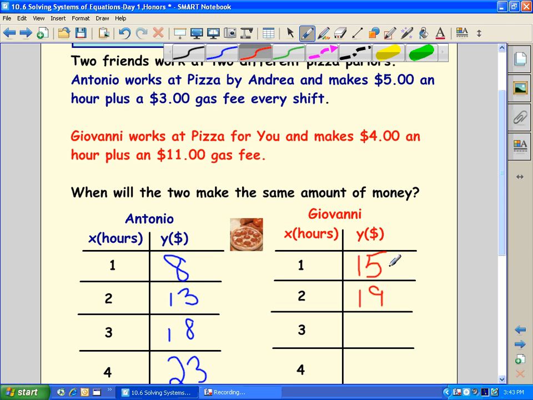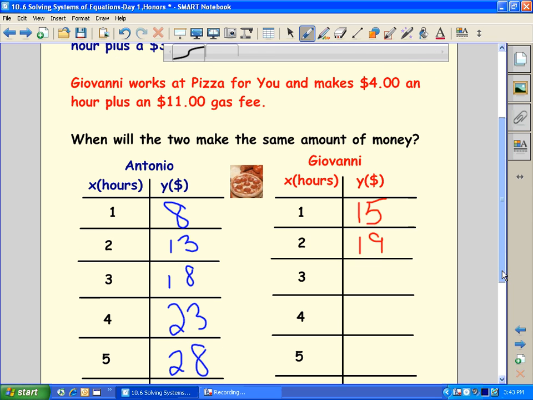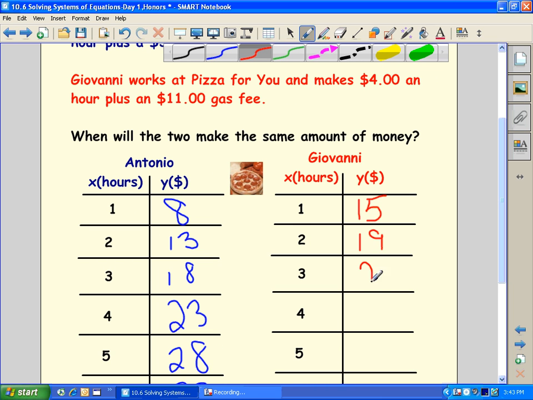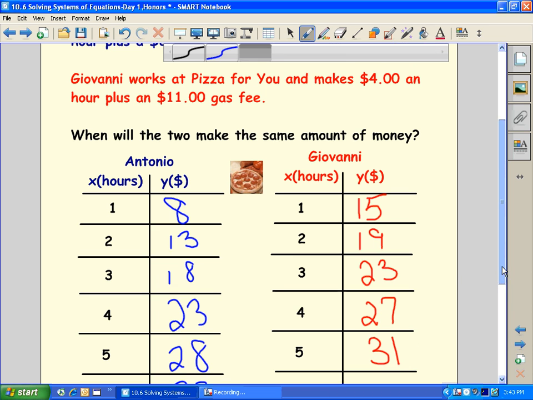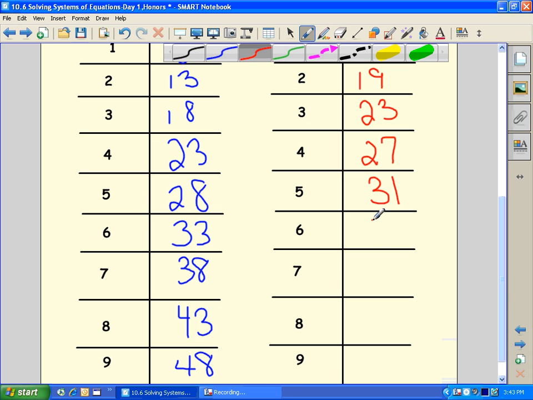Okay, and hopefully you're noticing a pattern here, because you notice how I went up by 5. Here we're going to go up by 4. So I'm just going to do this real fast here. 23, next one should be 27, the next one should be 31. Scroll down, it's going to be 35, 39. So Giovanni's making a little bit more money right here. Next one is 43, and the next one is 47.